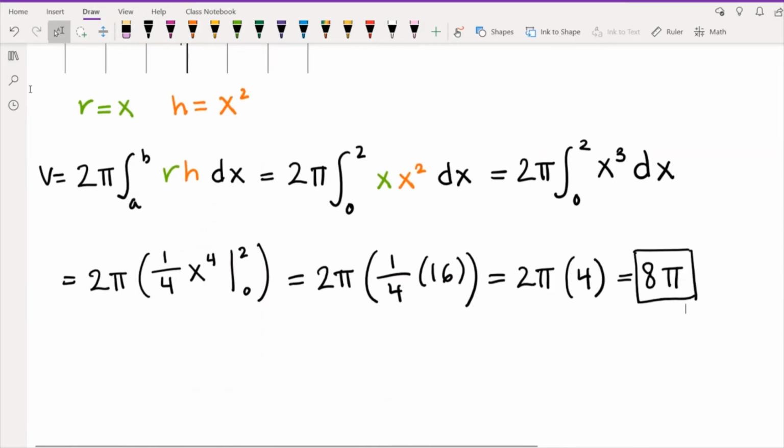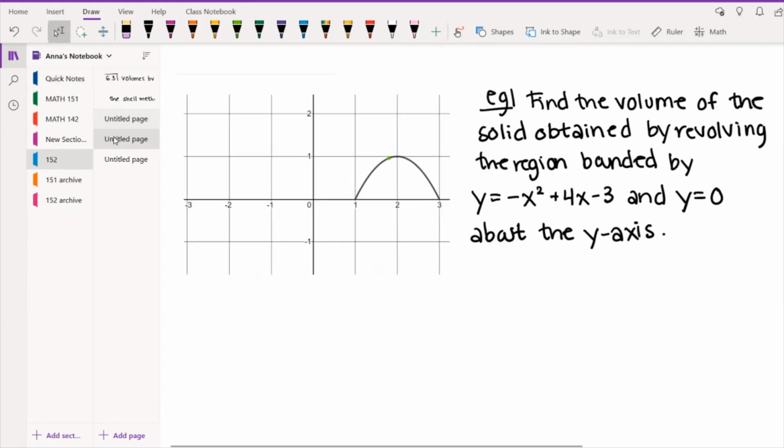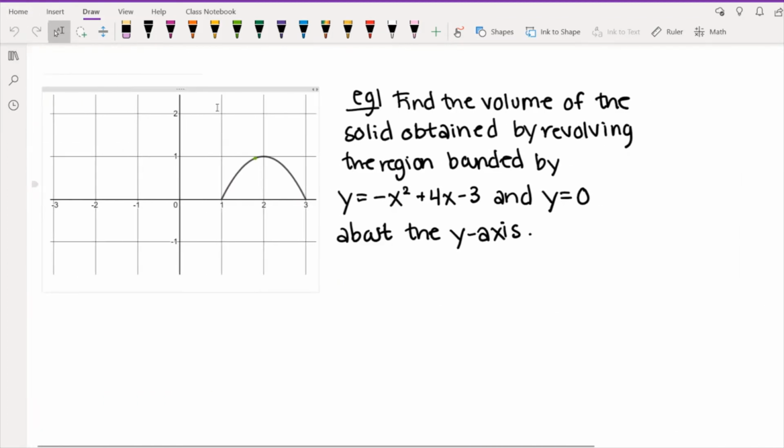Okay, so we're next going to look at an example that has one slight twist to it, but otherwise a very similar setup to these other ones. In this one, we're looking at the volume of the solid obtained by revolving the region bounded by y is equal to negative x squared plus 4x minus 3. So that's a parabola.